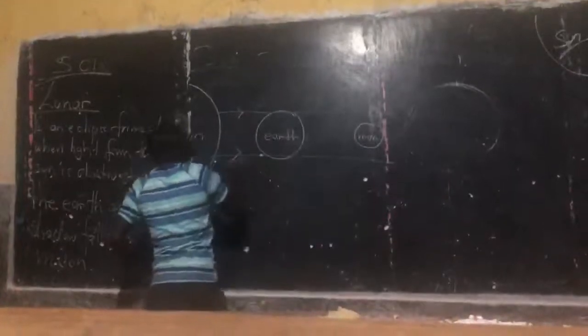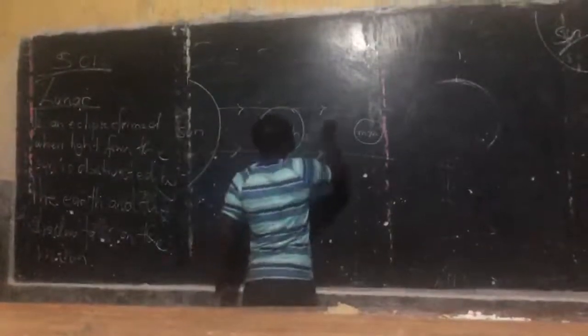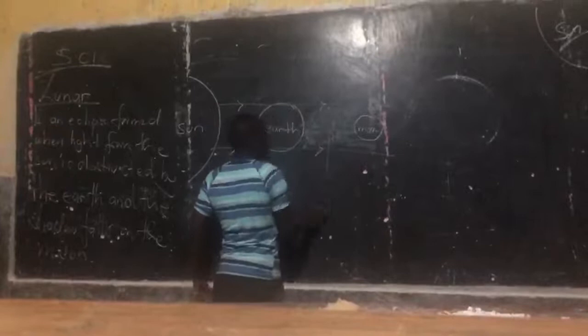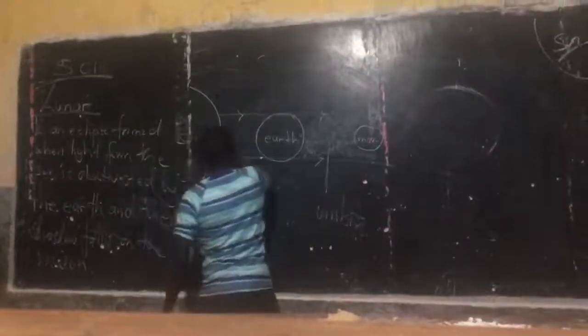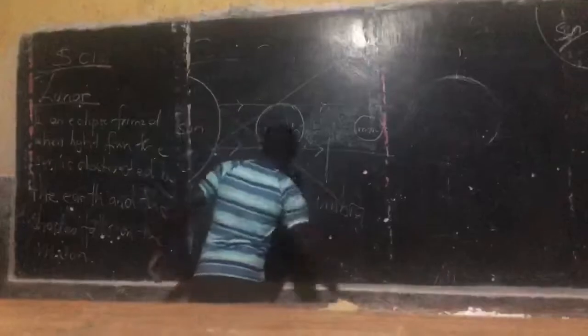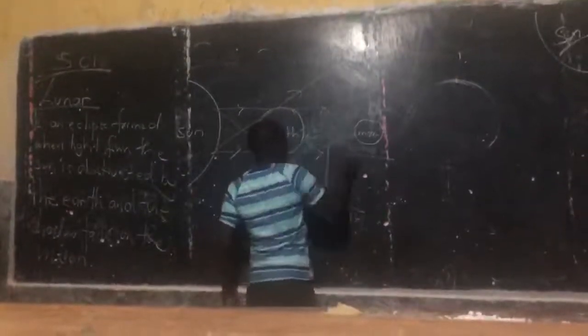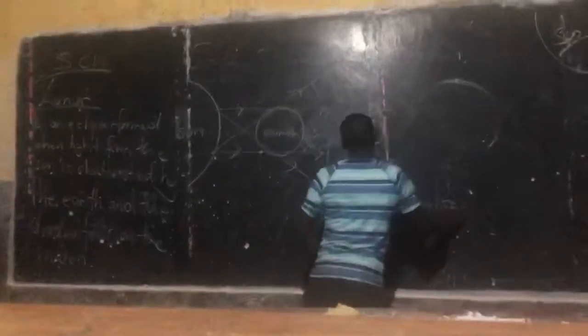I think here the moon is going to be what they call total darkness. You see? The whole moon is covered by total darkness. This is what they call the umbra. Maybe the penumbra. So this part here, penumbra. So these are the eclipses.